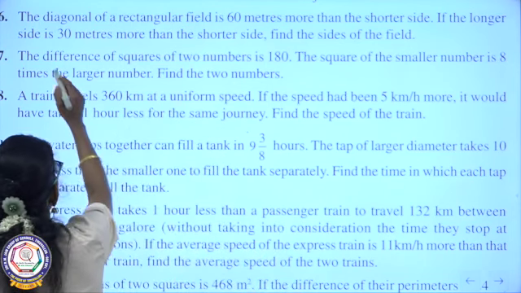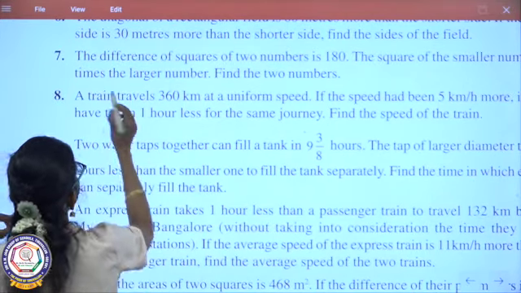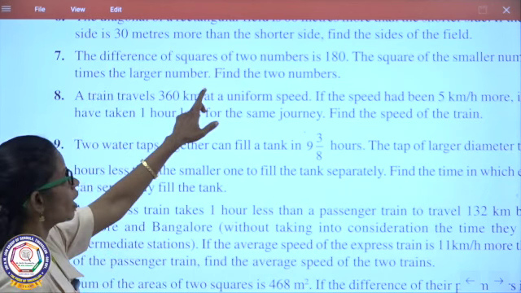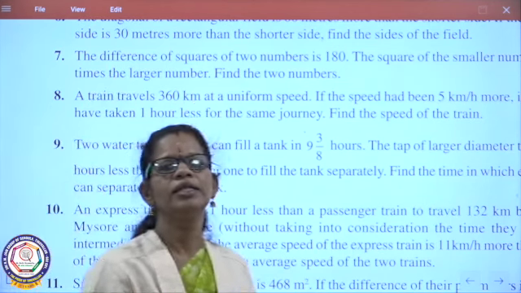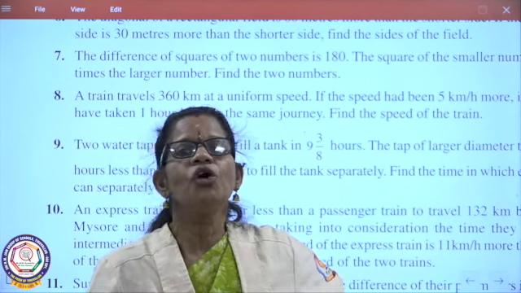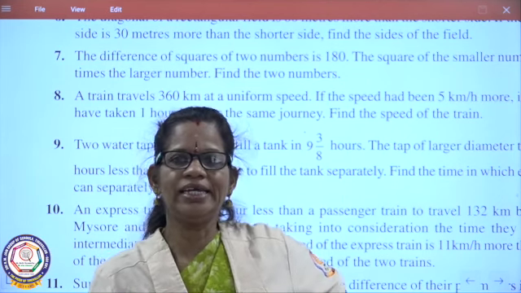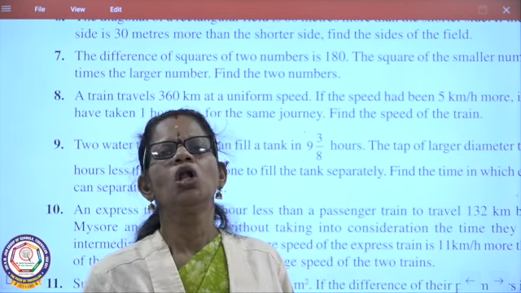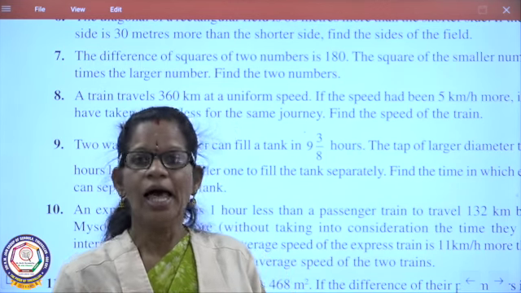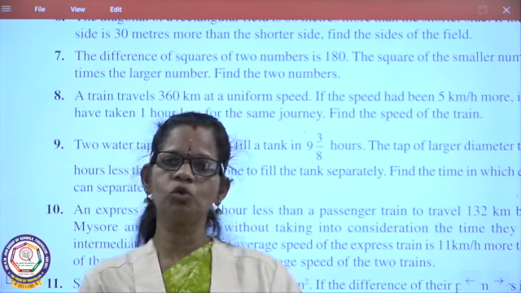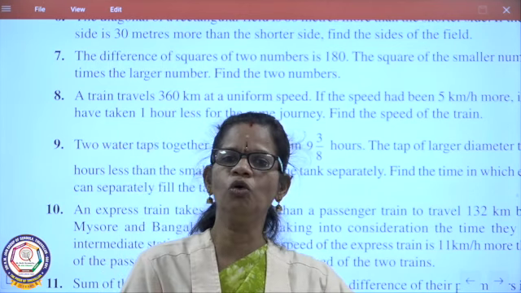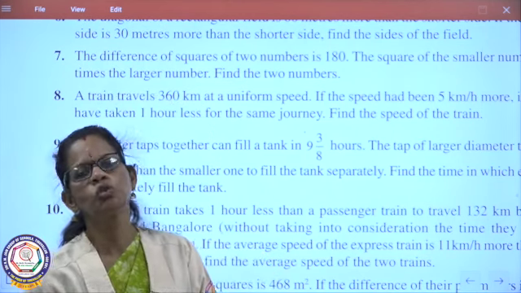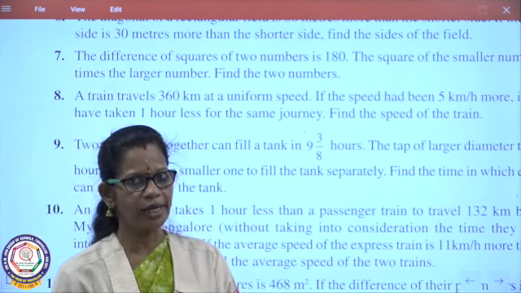Listen carefully. The difference of squares of two numbers is 180, right? Smaller number square minus larger number square, that cannot be, right? Larger number square, whenever you have to do the subtraction, basic subtraction, you have to do from the larger to the smaller, right? I hope you people are clear, right?